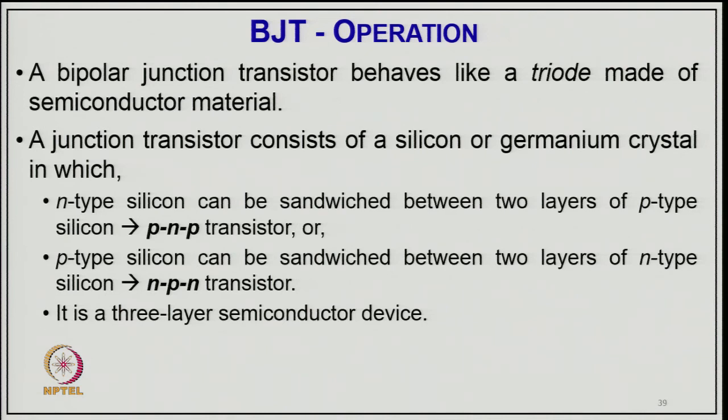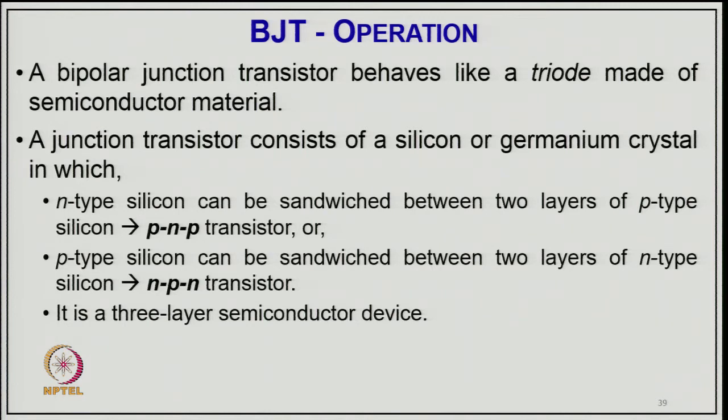So, now we have covered the 4 types of techniques which are used for manufacturing the BJT, and of course, the last one is supposed to be one of the best. And now coming to the BJT operation, a bipolar junction transistor behaves like a triode made of semiconductor material. A junction transistor consists of a silicon or germanium crystal in which N type silicon is sandwiched between 2 layers of P type silicon, and it is called a PNP transistor, and when P type silicon is sandwiched between 2 layers of N type silicon, it is called an NPN transistor.